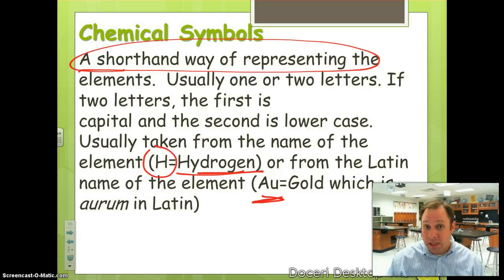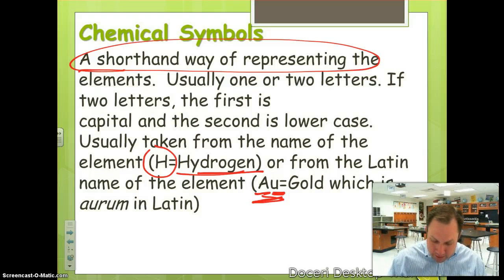If it does have a second letter, the second letter is going to be lowercase. So the first letter is capital, and then the second letter is lowercase in our chemical symbol. And there are even some elements that have 3 letters in their symbol. So the first letter is capital and the second 2 letters are lowercase.